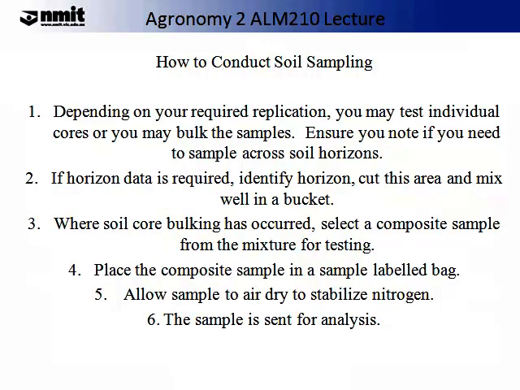Depending on your required replication, you may test individual cores or you may bulk the samples. Ensure you make a note if you need to sample across soil horizons. If horizon data is required, identify the horizon and cut this area and mix well in a bucket. Where soil core bulking has occurred, select a composite sample from the mixture for testing. Place the composite sample in a labelled sample bag. Allow the sample to air dry to stabilize nitrogen. The sample is then ready for analysis.